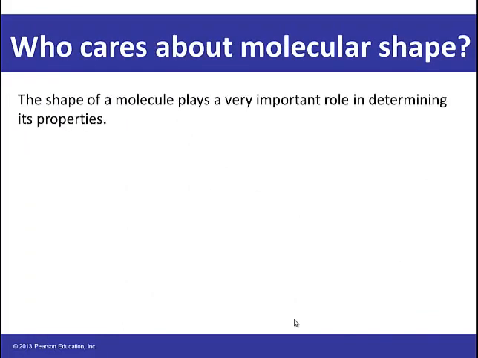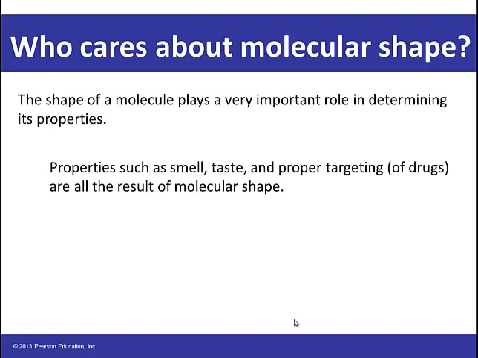So who cares about the molecular shape anyway? Well, the shape of a molecule, again, is going to play a very important role in determining its properties or its function. So properties such as the smell of a molecule, taste of a molecule, or in the case of medicine, the targeting of drugs are all the result of the molecular shape. So understanding and studying how the molecular shape forms is a very important process.